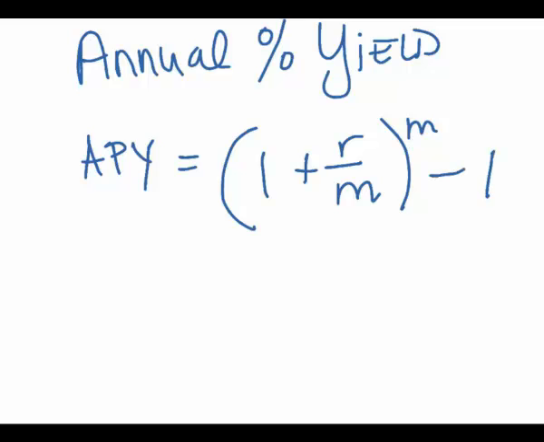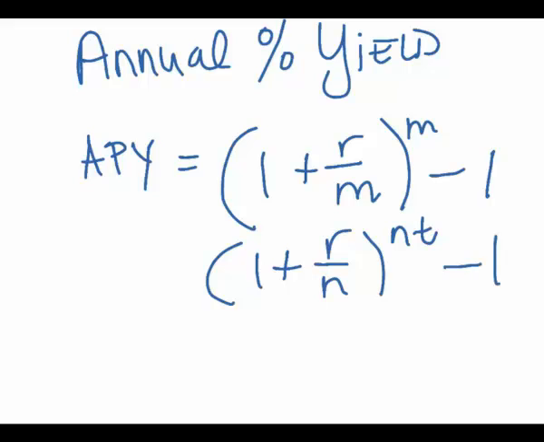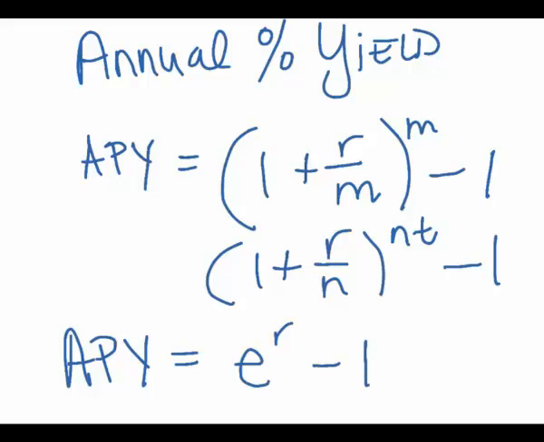This is what you see in your book. I still like (1 plus R over N) raised to the NT, minus 1, where N is the number of times compounded, like monthly is 12, quarterly is 4, and T is how many years. And then also, if the principal is invested compounded continuously, then APY equals e to the R minus 1. So again, it's compounded continuously, or compounded everything else.